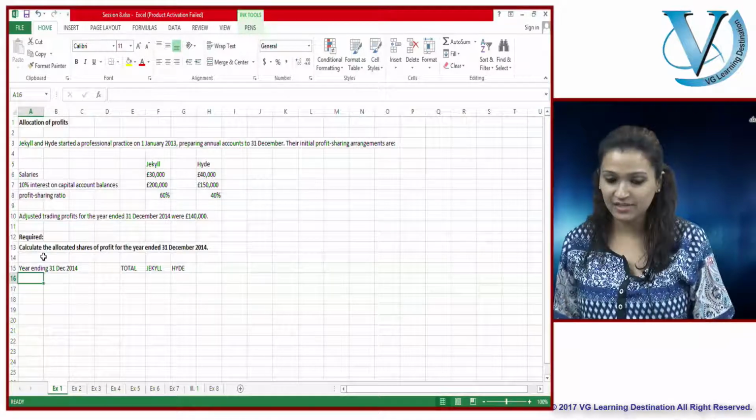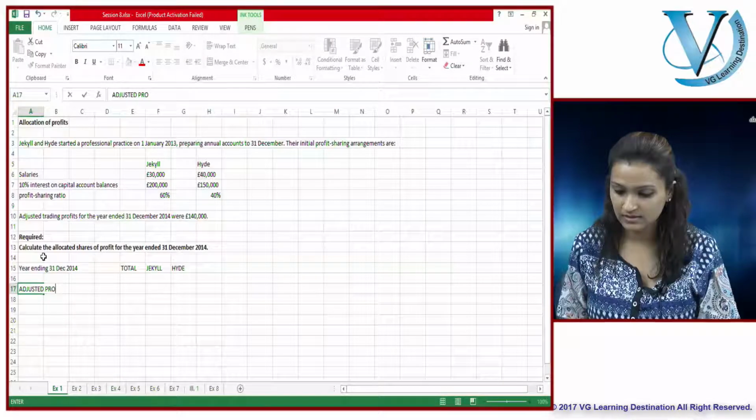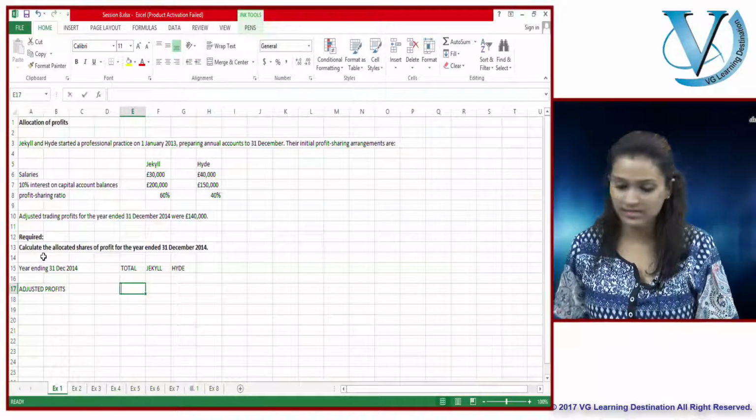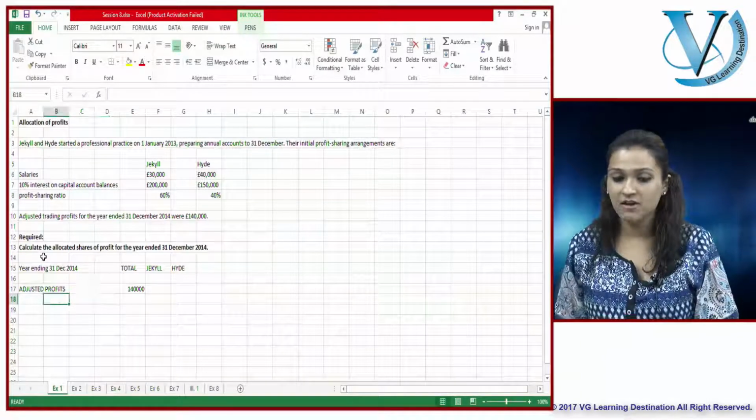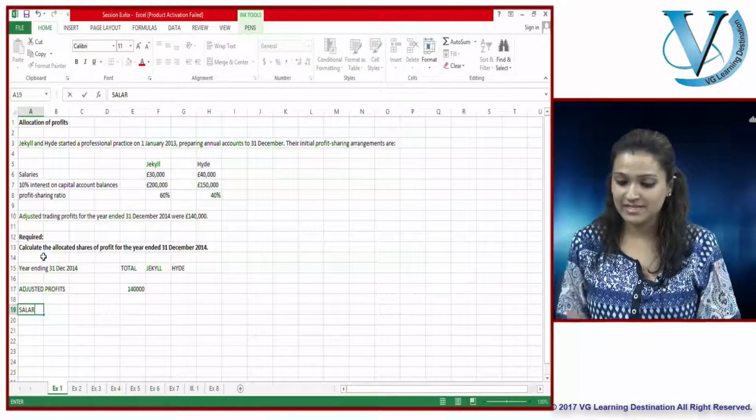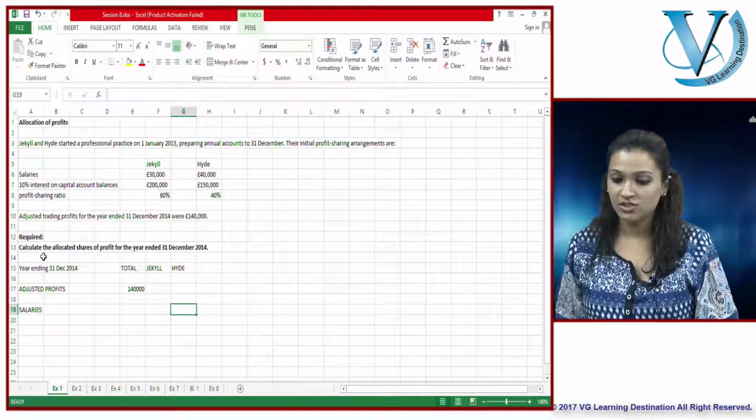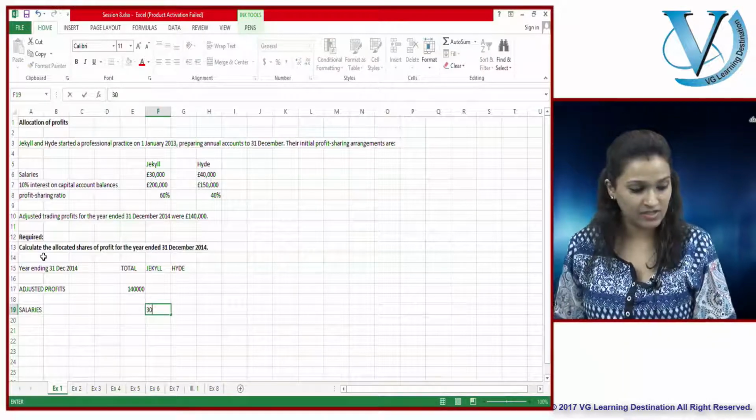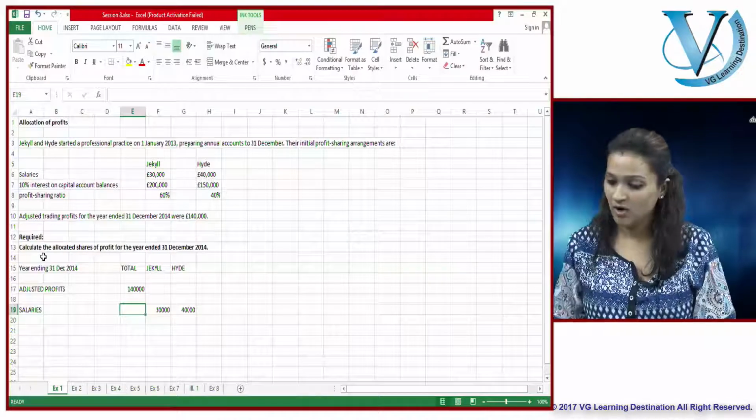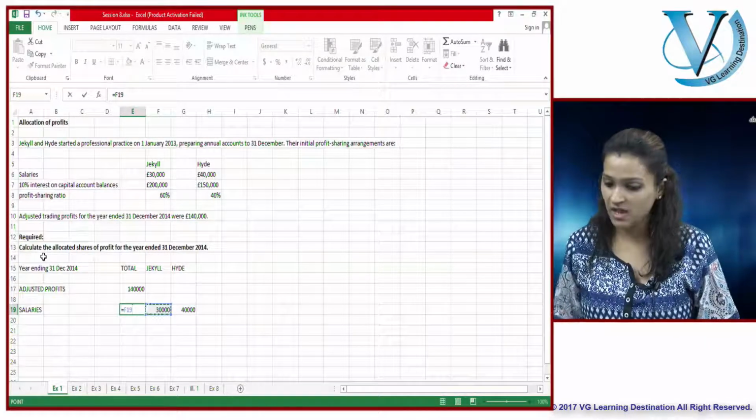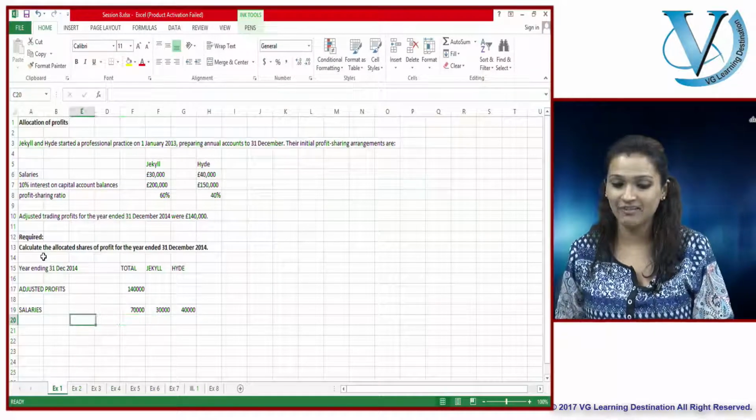Right. So what do we have in total? We've got adjusted profits. The total has been given to us. Adjusted profits total is 140,000 pounds, which we now need to divide amongst the partners. First we need to give salaries to the partners. So salaries of Jekyll is 30,000, Hyde is 40,000, totaling how much? Total equals 30,000 plus 40,000 equals 70,000. Salaries have been given away.